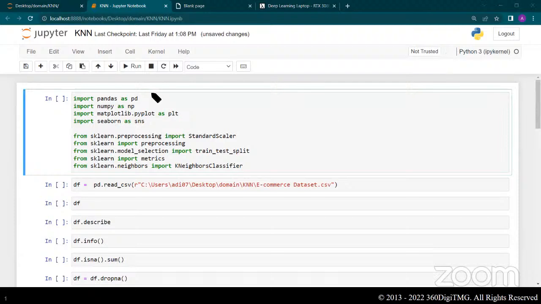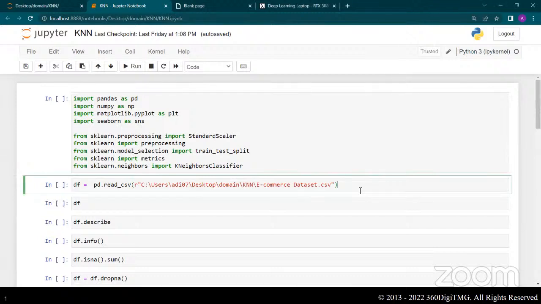So again, libraries: pandas, numpy, matplotlib, seaborn. These are all standard libraries that you'll be using in every data science related algorithm. No matter what the algorithm is, you'll be using them. And then we'll be focusing on sklearn. So from sklearn, we are taking the StandardScaler, preprocessing, model selection, metrics, and KNeighborsClassifier. All right, so these are the libraries we'll be working with.